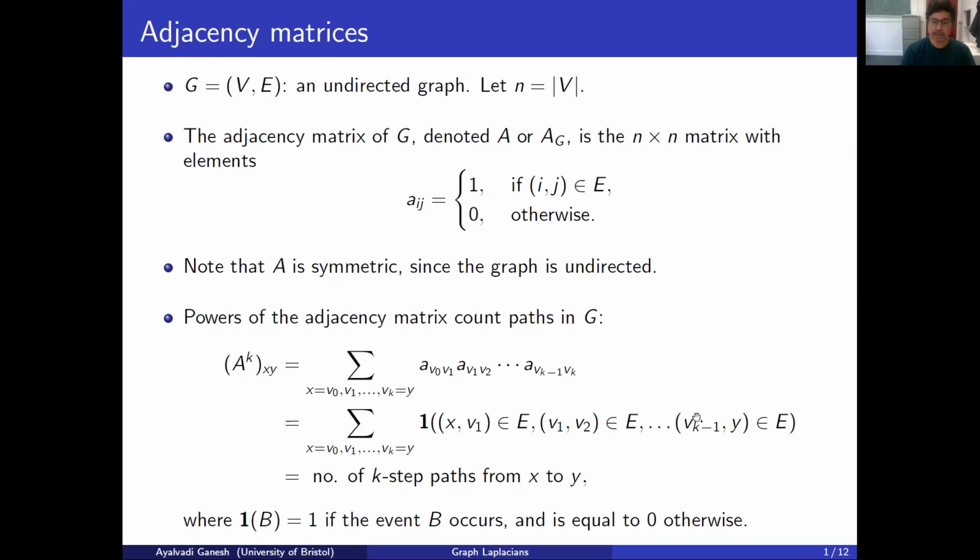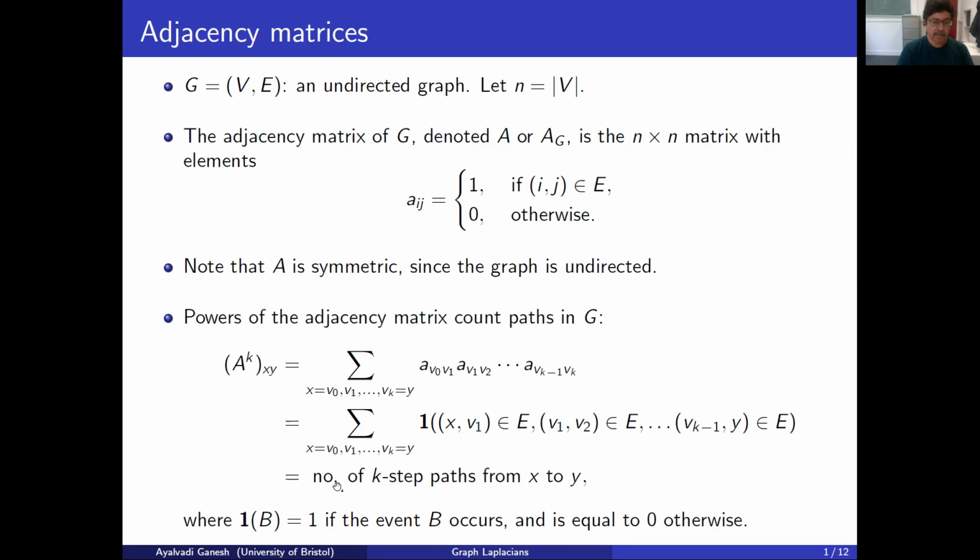Okay, so this is one such path, one choice of v1, v2 through v(k-1), which gives us a path from x to y. And then we count 1 for each such path and we add up. So we are counting the total number of k-step paths from x to y, where the 1 here is the indicator of an event. So by this we mean it takes the value 1 if this event occurs and it's 0 otherwise.